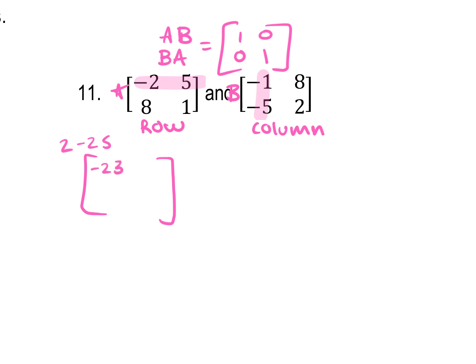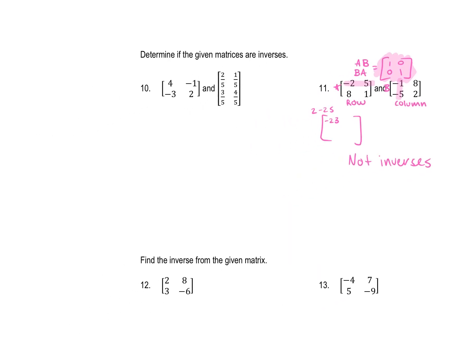Do I have to keep going? No, if I multiply A times B and it is not the identity matrix, then we're done. Are these inverses of each other? Nope, not inverses. We had to get the identity matrix, which is 1, 0, 0, 1. First step that we multiplied, we see that we didn't get it, so we are done. We already know that it's not.